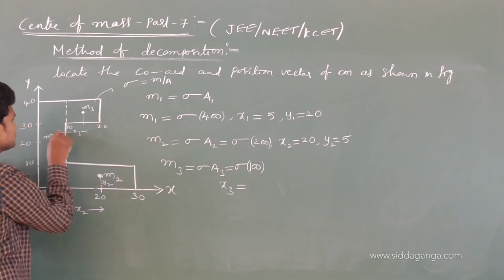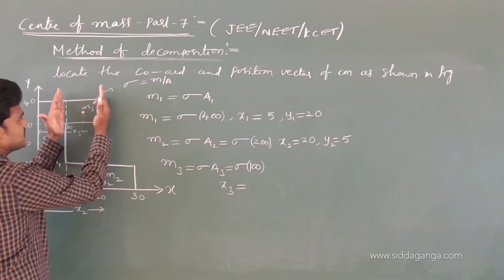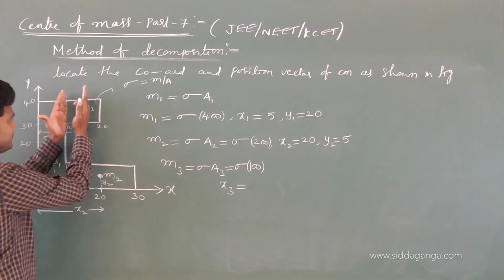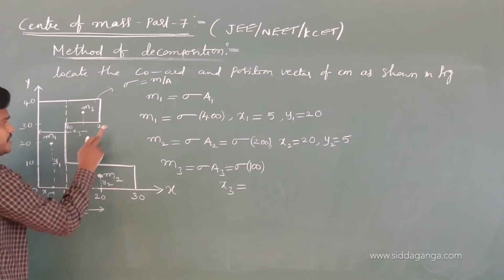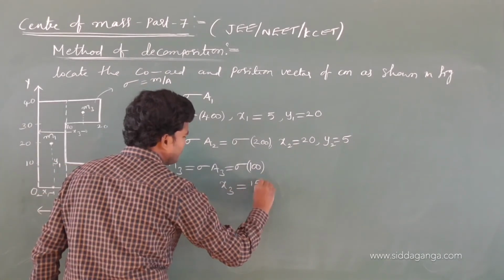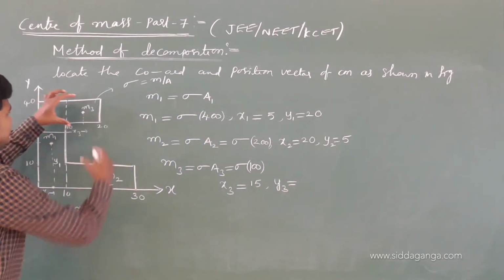Okay, if you want to take from the starting, this is 10. 10 means what is the middle point? 5. And from origin how much? 10. 10 plus 5, 15. Otherwise 10 plus 20 by 2: starting value plus ending value by 2. So how much is it now? 15. That is y3.